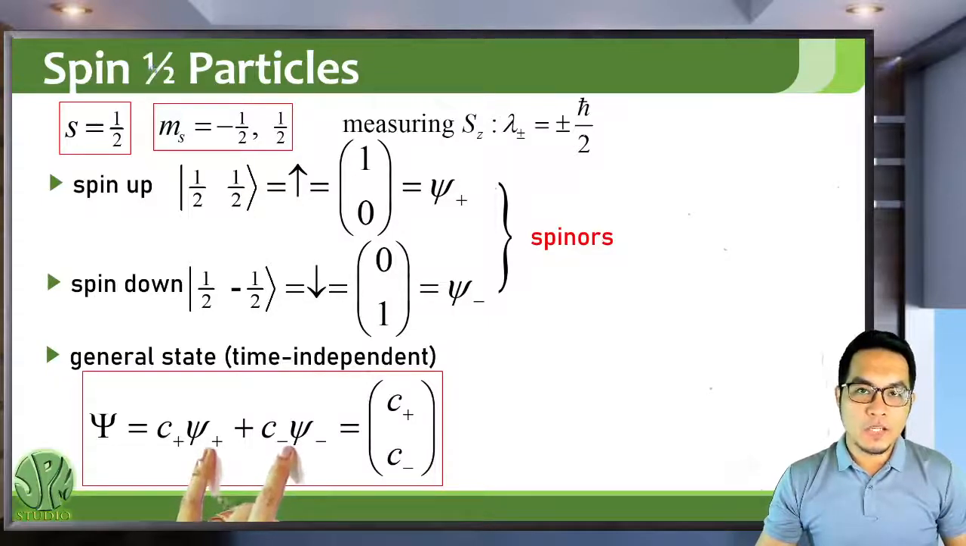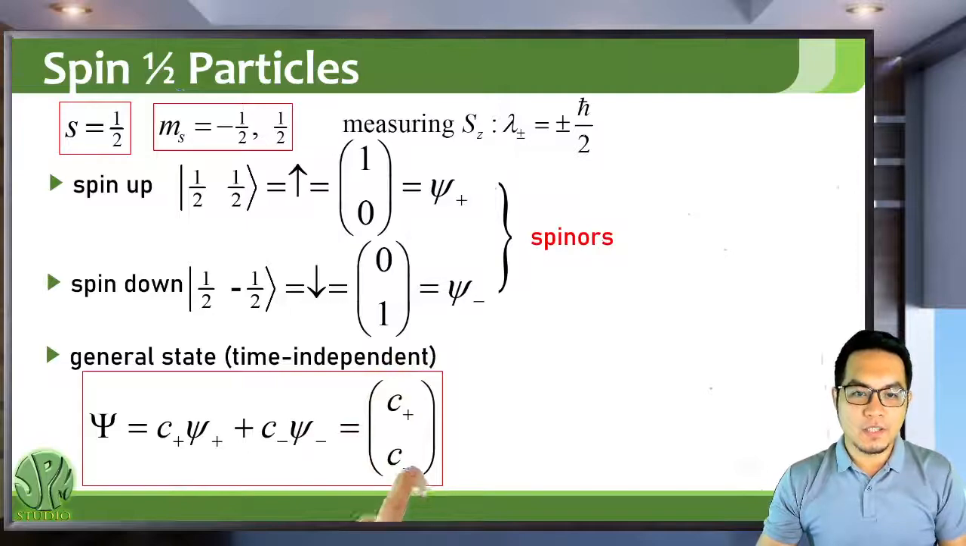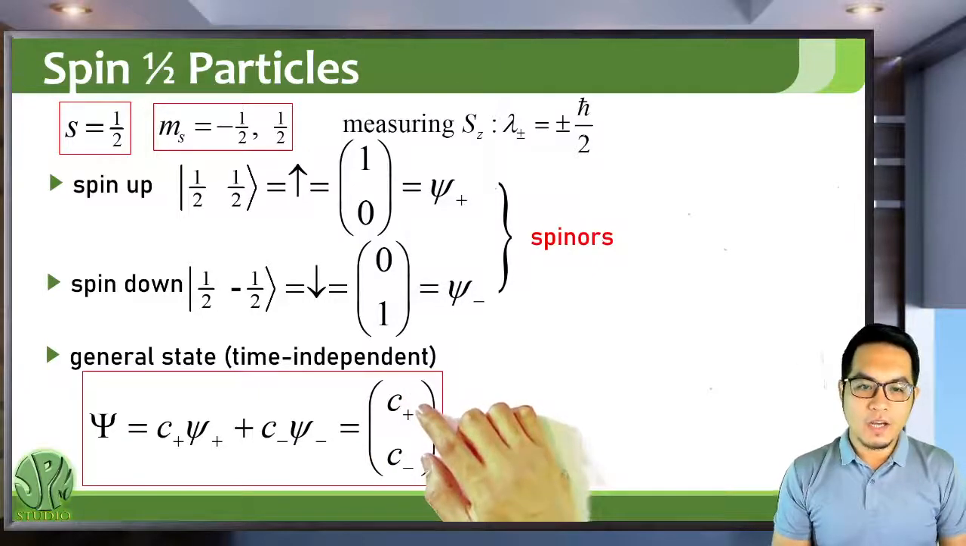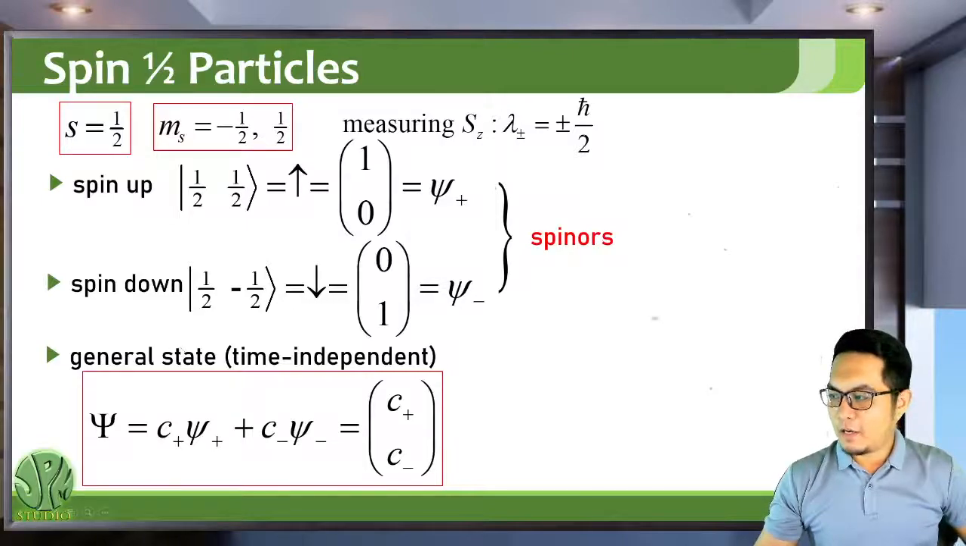Now, if you use the matrix forms of psi plus and psi minus, this is 1 0, this is 0 1, and in matrix form this is the general state, with c plus and c minus. It only depends on the linear combination coefficients c plus and c minus.